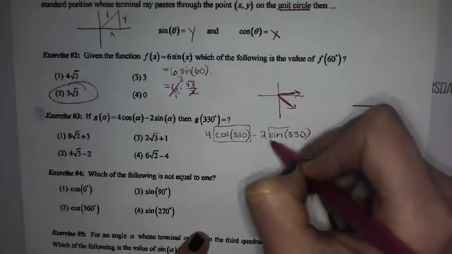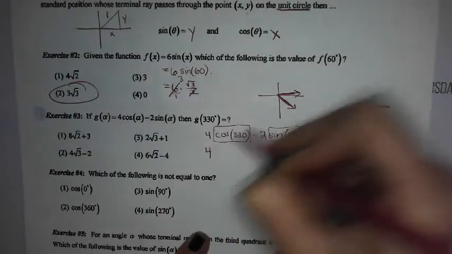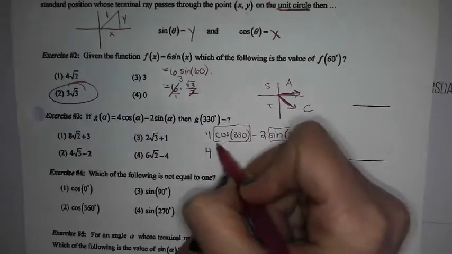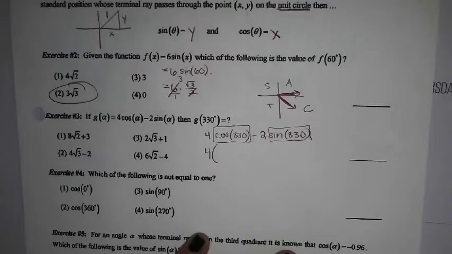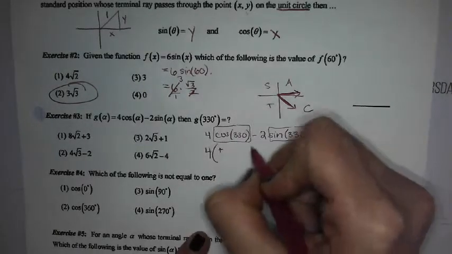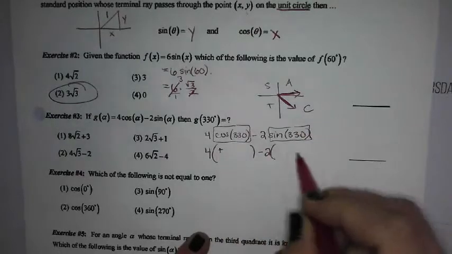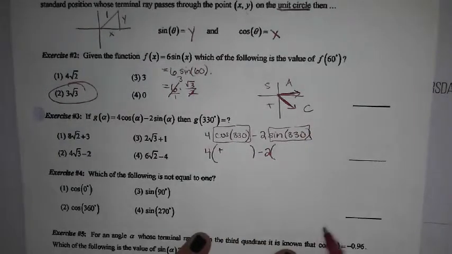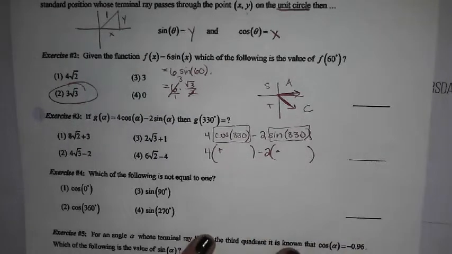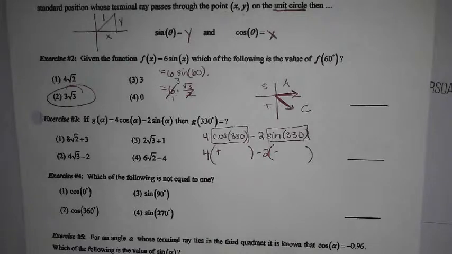So, let's start with the cosine. Is that going to be positive or negative? In the 4th quadrant, cosine is positive. Minus 2 times, what's the sine of that angle going to be? Positive or negative? Negative. Very good. Now, what is the reference angle? This will help us get the value. 30 is the reference angle.